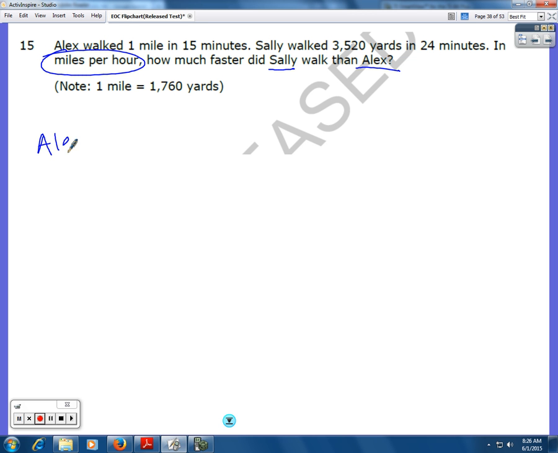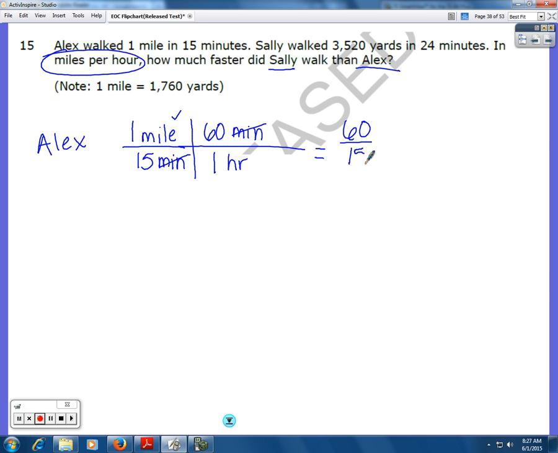So for Alex, remember, number 15 is still in the non-calculator portion, so we need to do our calculations by hand. Alex walked 1 mile in 15 minutes. Okay, so we're going to convert that. Miles, we're good there, because we want it to be in miles, but we need to change the minutes to hours. So I know that there's 60 minutes in 1 hour. The minutes cancel, and I'm going to get 60 over 15, which simplifies to 4, and I have miles over hours, so that's going to be 4 miles per hour for Alex.